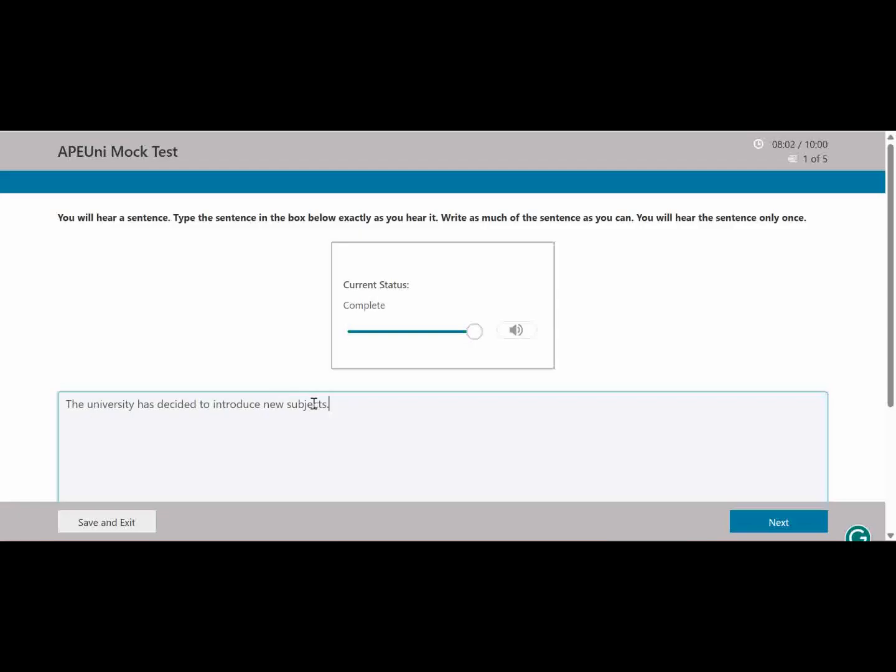So you can avoid a mistake like subject, because new is plural, so we use the plural here. With to we use the first form of verb, and with has we use the third form of verb. So this is the sentence. Next question.